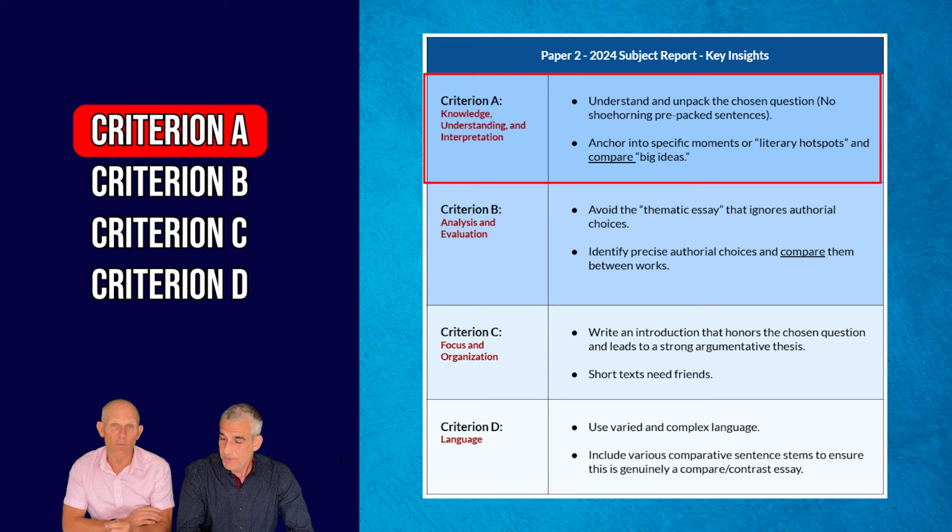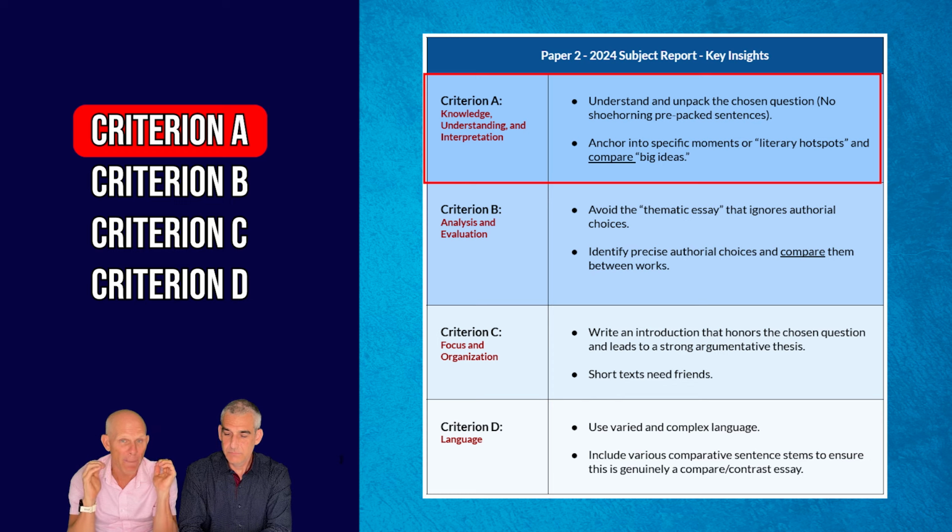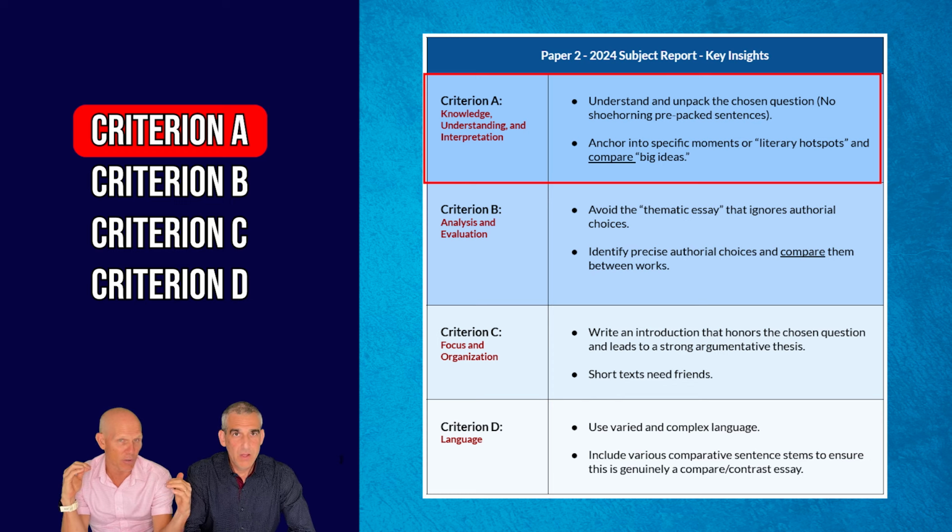That's right. And we like to anchor our response in specific moments in those texts so that we're showing that knowledge. We like the term literary hotspot. Those moments in the text that we studied and that really help us answer the question, this is important. And don't forget, we have to compare the big ideas between these two texts, discussing similarities and differences. Yeah, that's right, Mr. Giles.